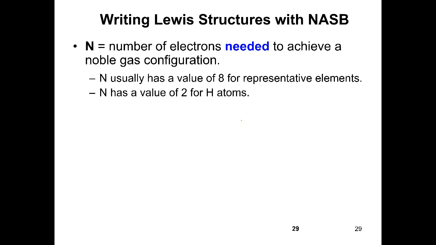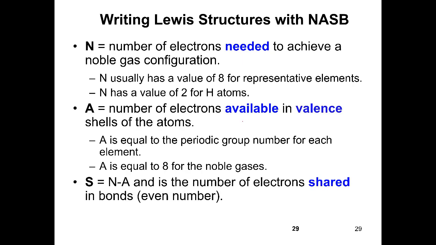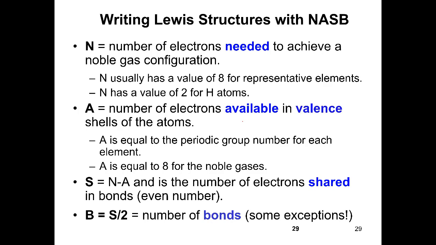Okay, so let me show you. This is just so that you'll have one slide with the whole thing on it. Basically this is what I said. N is needed, so that's 8 times the non-hydrogen atoms you have plus 2 times the hydrogens. Then A is how many are available, the sum of all the valence electrons you're bringing in. S is needed minus available, which tells you how many you're going to share. So you subtract the first two numbers. And then to see how many bonds you should have, it's S divided by 2.